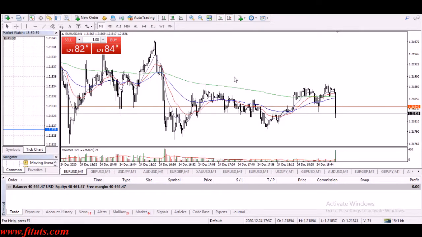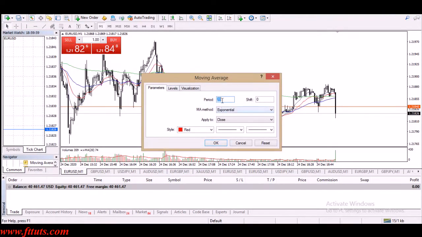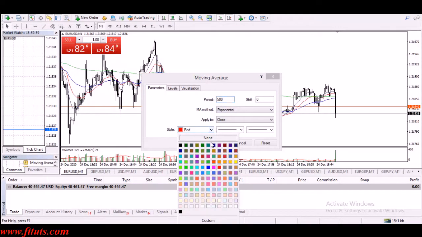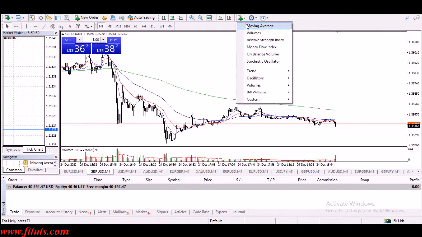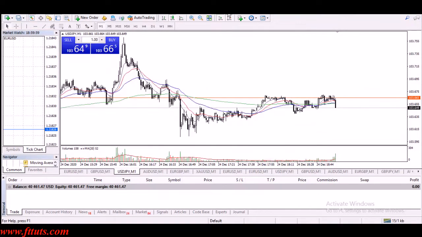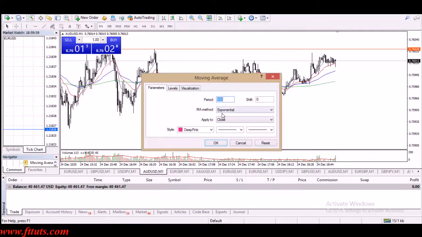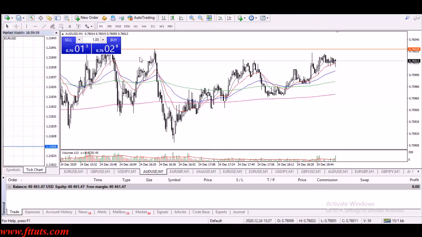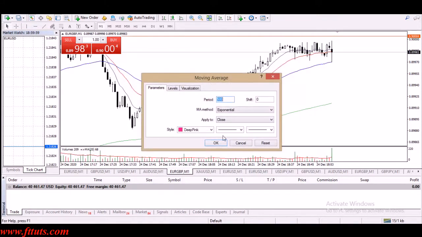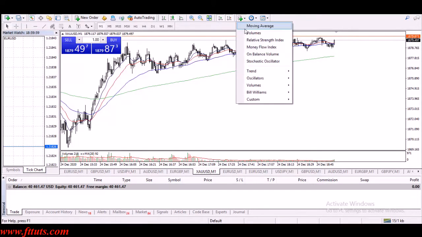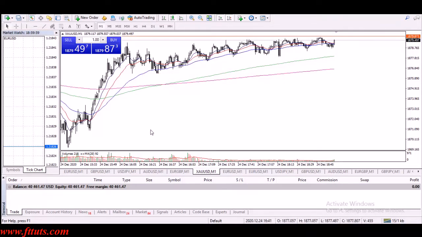So let's start. Here we don't have EMA 500, so I will be adding EMA 500 on this chart. I'm choosing this one, deep pink, let's say. Okay, perfect. So I'll be adding EMA 500 here, and here also. I'll be using these charts just to show you how everything works. Okay, here we are. Now we have EMA 500.